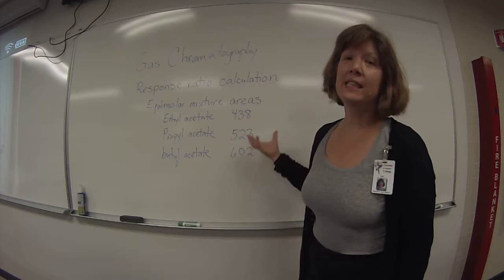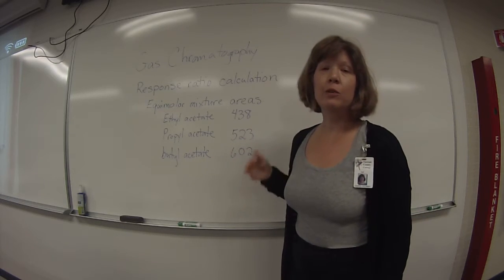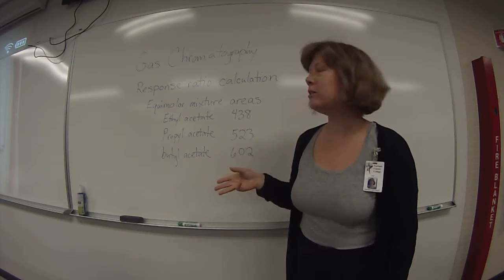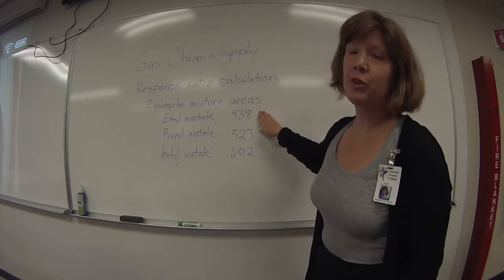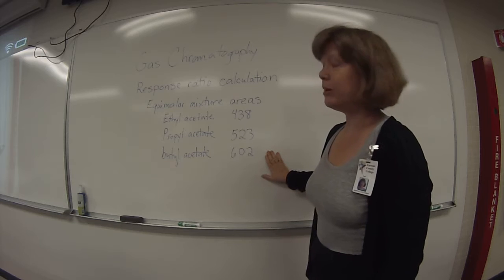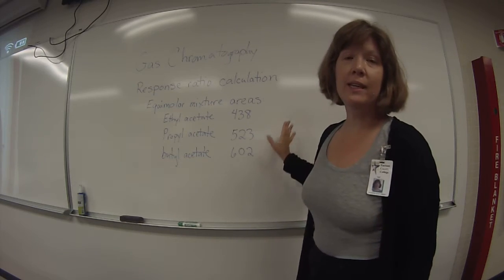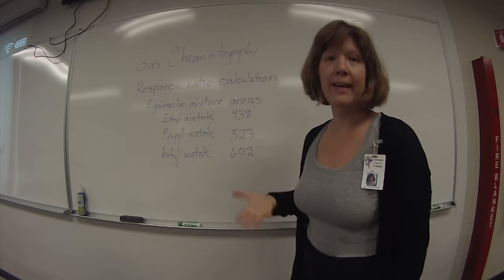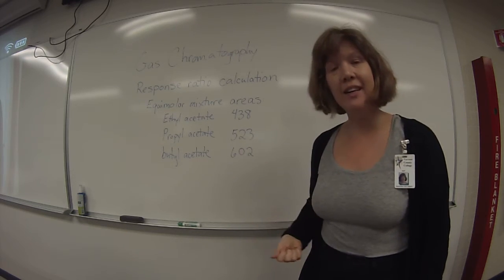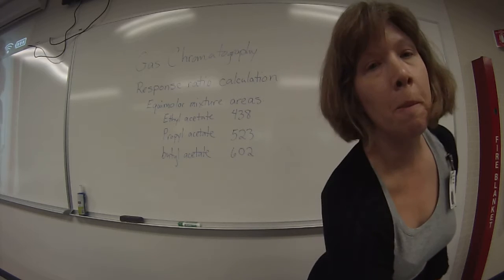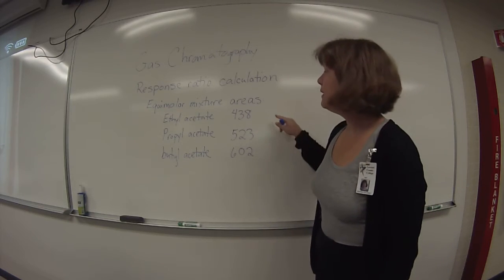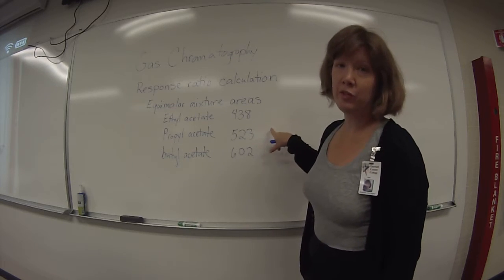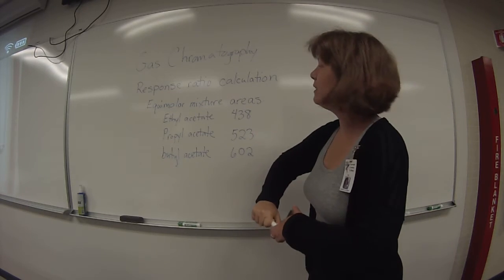So what you see is the detector did not respond linearly to the three compounds. You get a lesser response for the ethyl acetate and a greater response for the butyl acetate. So we need a response ratio to correct our results so that they give the accurate areas for each of the compounds. Okay, so what we're going to do is compare each of these to one of them to figure out what the response ratio is.